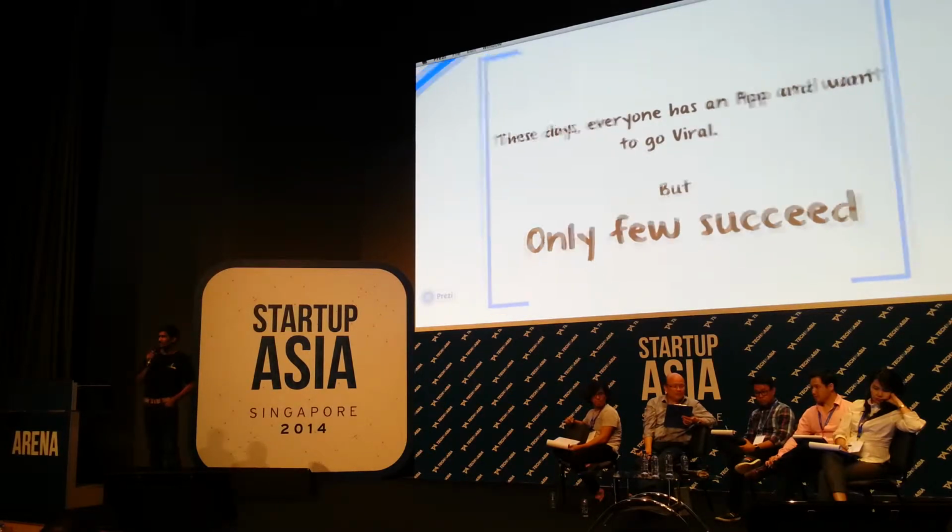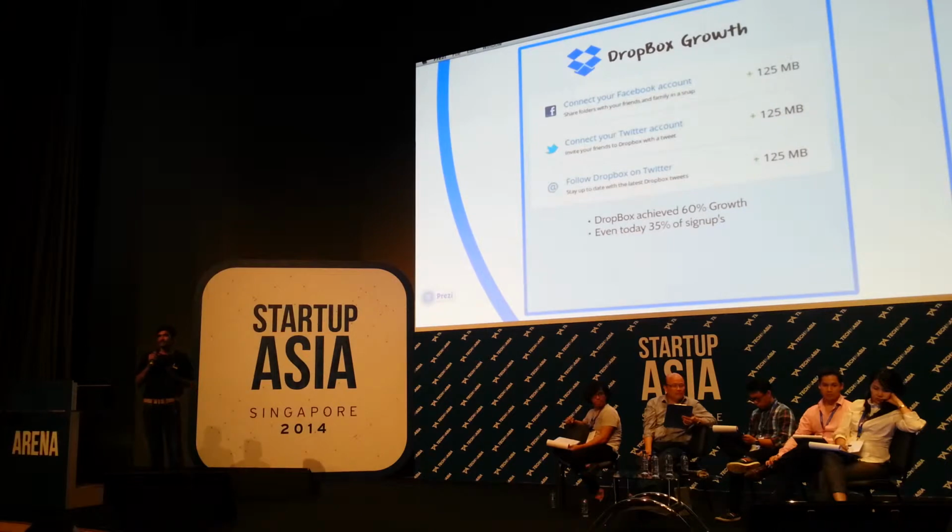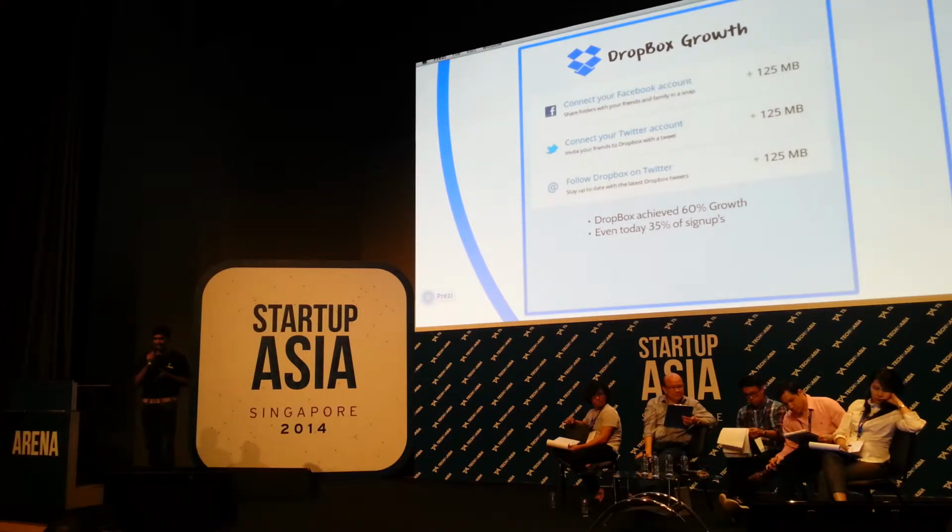Companies like Dropbox and Uber tried that and succeeded and achieved more than 60% of their growth through growth hacking. That is, making use of your existing customer base to go viral and grow. Let's have a look at what Dropbox did to grow. Dropbox asked its users to connect their Twitter account or follow them on Twitter to earn 125 MB more space. This is how Dropbox achieved more than 60% of their growth when they were a startup.